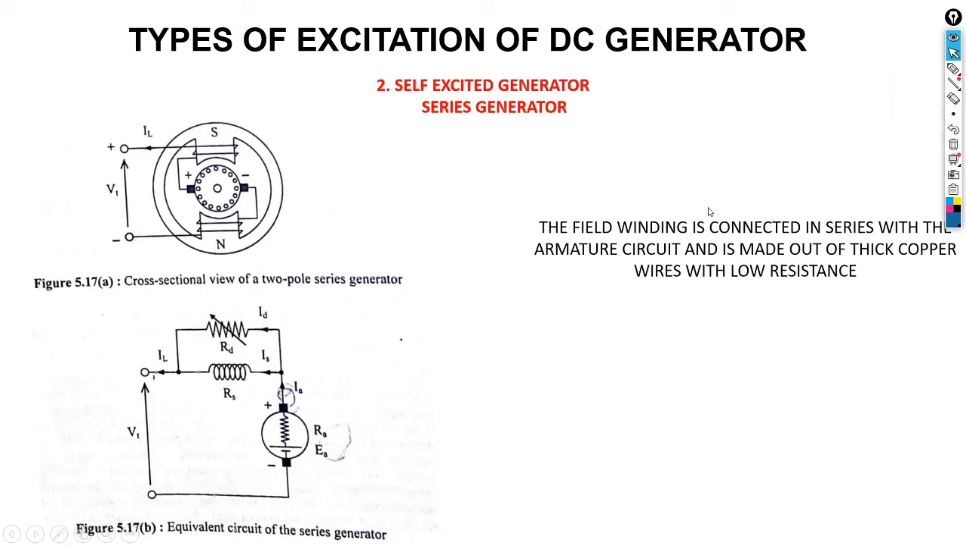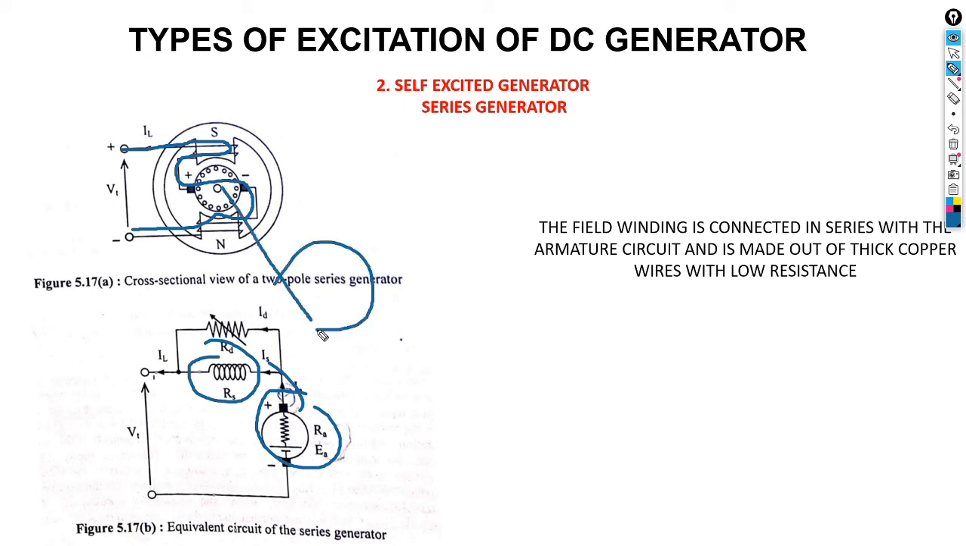And therefore, another type, you have a series generator. With a series generator, it's all about connecting your field in series with your armature. So the way it is done, you come with a positive. This is a positive. This is connected in series with the armature. Okay, and therefore, once you connect like this, you come now with a mechanical force to rotate it.